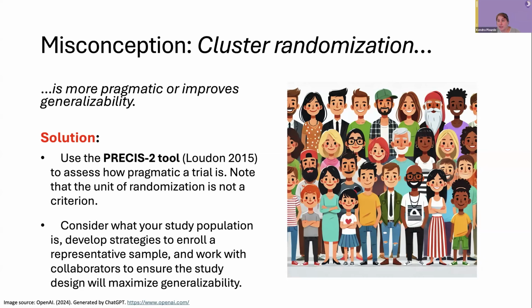In fact, most pragmatic trials are individually randomized trials. And note that the unit of randomization is not a criterion. And then for generalizability, consider what your study population is, develop strategies to enroll a representative sample, and work with collaborators to ensure the study design will maximize generalizability.